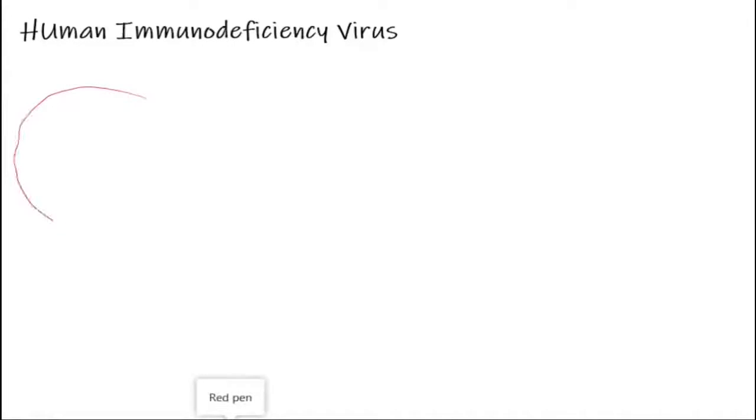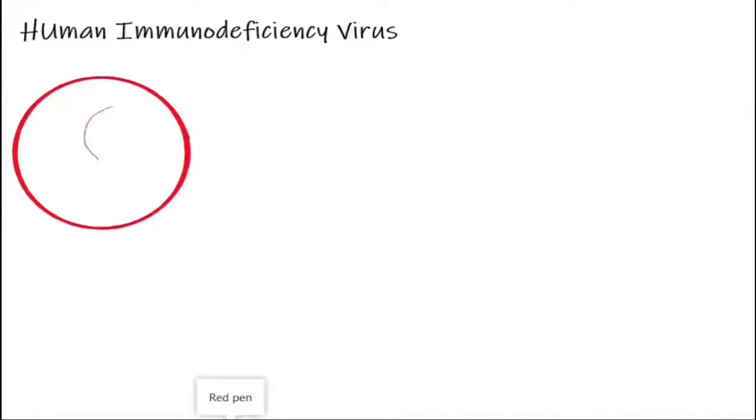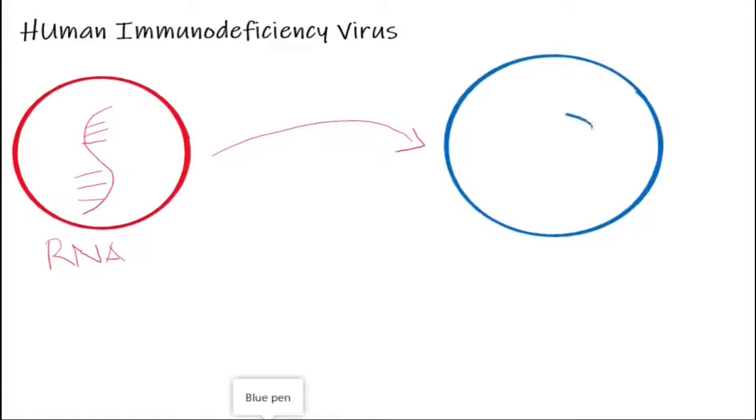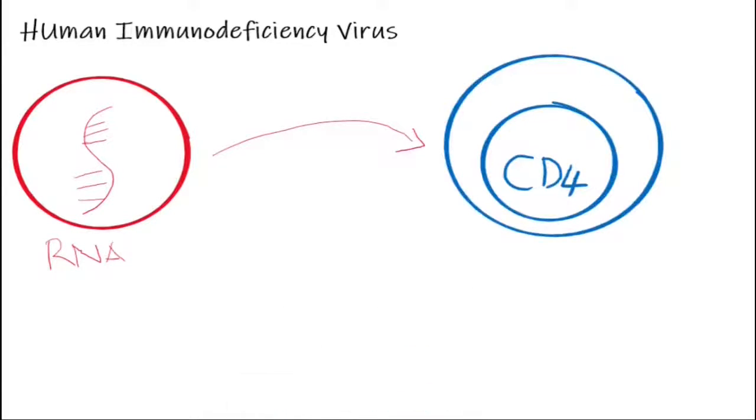So HIV stands for Human Immunodeficiency Virus. It's a retrovirus and contains RNA, not DNA. That's important when we talk about treatment, so we'll get to that in a second. HIV primarily infects the CD4 T cells of the immune system, and that's where it replicates.